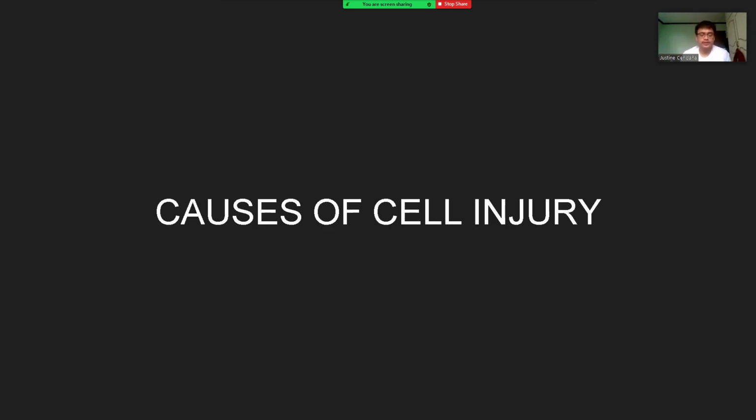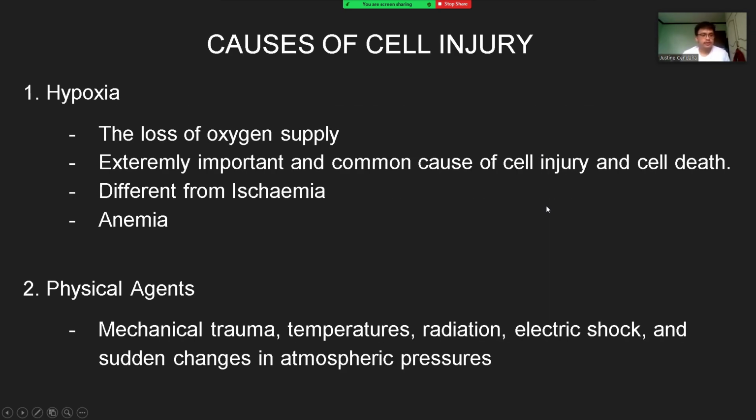Here are some causes of cell injury. Hypoxia is the loss of oxygen supply and is an extremely important and common cause of cell injury and cell death. It is different from ischemia, because ischemia is the reduction of blood flow due to obstruction in the blood vessel. Anemia, which is the reduction of oxygen capacity of the blood, may also result in cell injury.